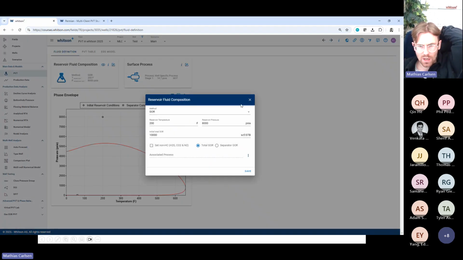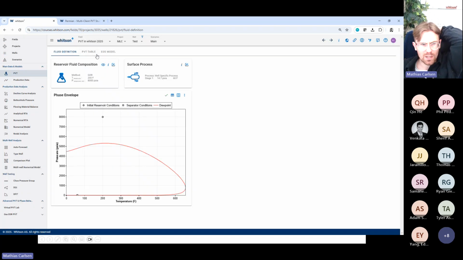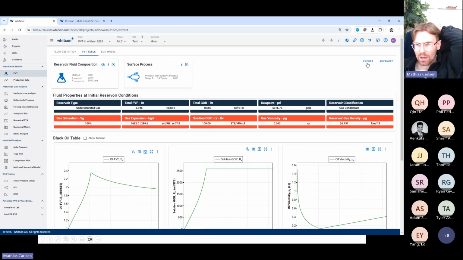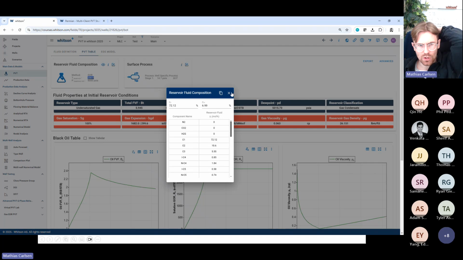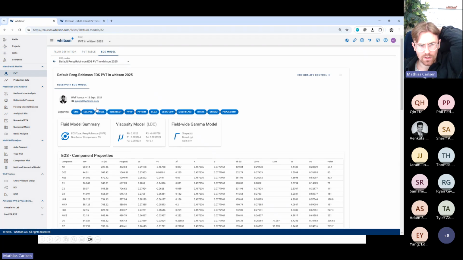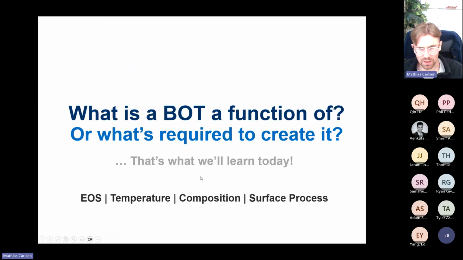So when you input this, the software is predicting a composition. That's automatically creating a PVT table that you can export to any third-party tool if you want to. And of course, here we have a temperature, we have a composition, and behind the scenes, we have an equation of state. So those are the inputs really needed to create any of these formation volume factors.